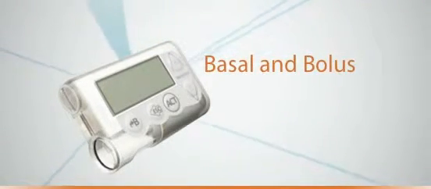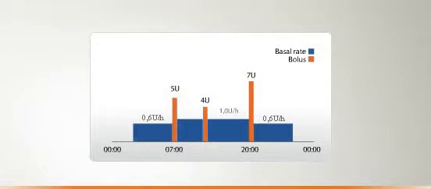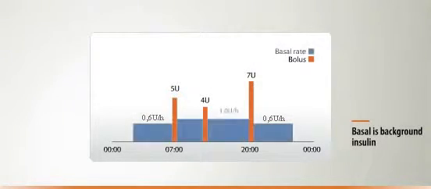The Paradigm Veo can administer both basal and bolus insulin. But what's the difference? Basal is pumped continuously to cover your insulin needs between meals and at night. You can even set multiple basal rates to accommodate your lifestyle, or adjust basal rates temporarily, depending on your activity levels.